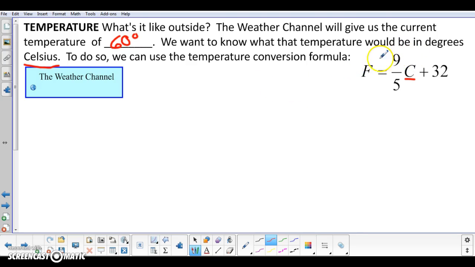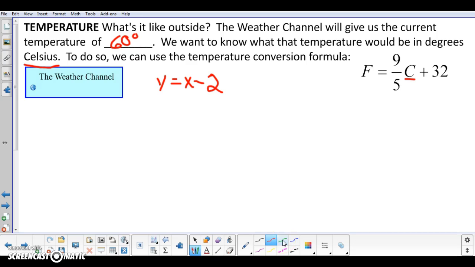Now, when I have a formula where the variables are dedicated to a specific real-life thing, like F stands for Fahrenheit and C stands for Celsius, if I were to find the inverse, I would not switch the variables first. So normally when we do this with x's and y's, let's say y equals x minus 2, I'd switch x and y because x is the variable that we typically associate with input no matter where it is, and y is typically associated with output. So we switch them and then solve for x.